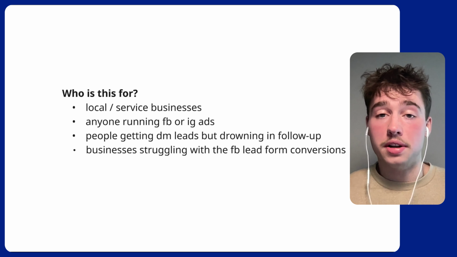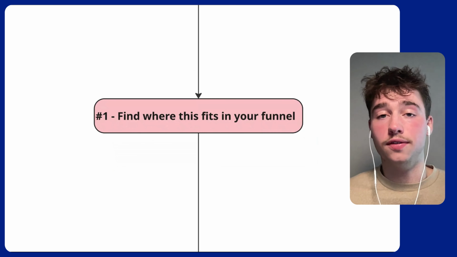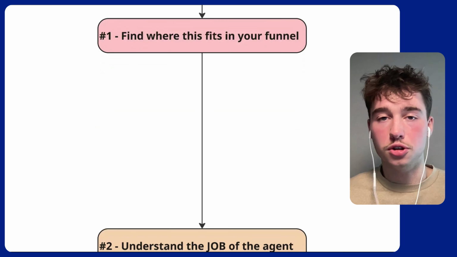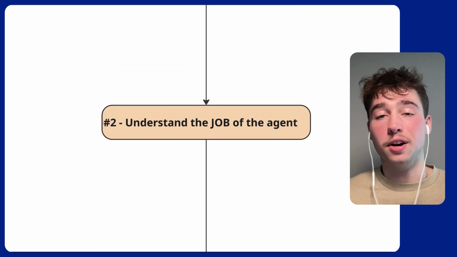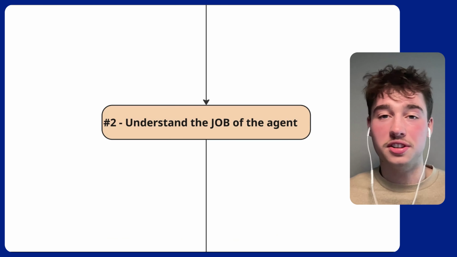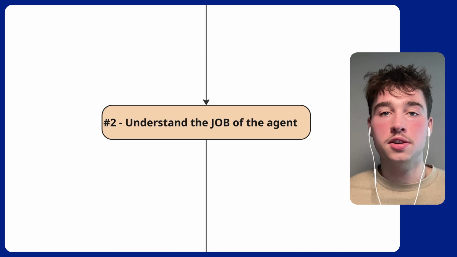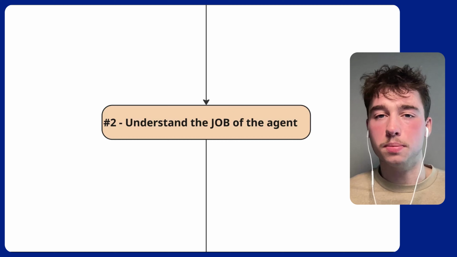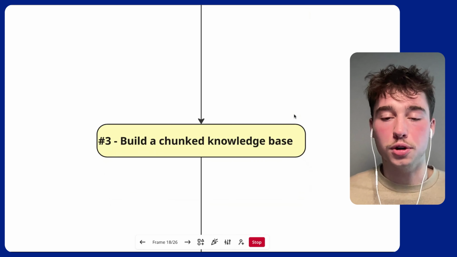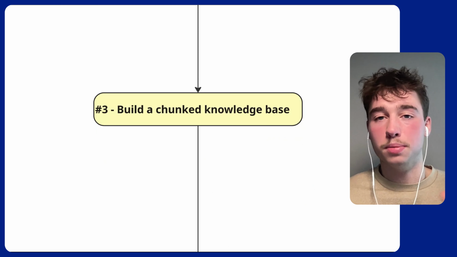So all it takes is 4 simple steps. The first thing is you need to find where this fits into your funnel, which is super simple. We'll show you that in a second. And then you've got to understand what the job is, like what is the role? Because this is essentially you training an employee to take over a specific department in your sales process for your business. And then we need to build a super simple chunked knowledge base.